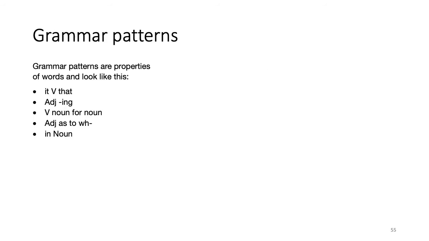Grammar patterns take colligation one step further. They look a bit like this. It, verb, that. Verb, noun, for, noun. Adjective as to WH words. So a vast proportion of the vocabulary works in grammar patterns, especially nouns, verbs and adjectives. And once the students know this, they can start observing the patterns for themselves with the keywords in their fields, the keywords in their topics that they need to know.